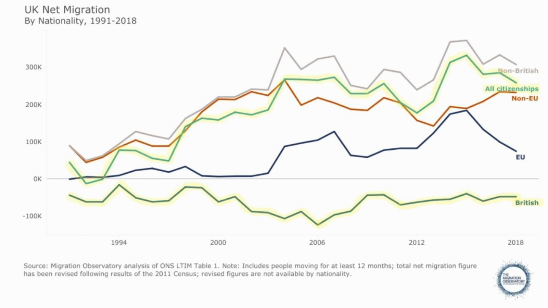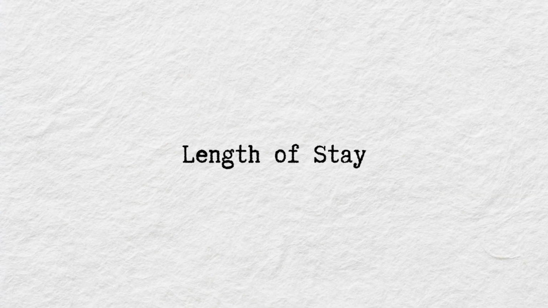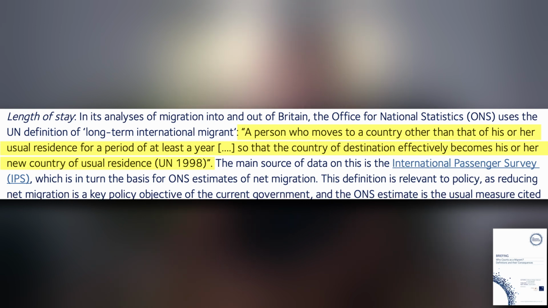For clarity, these figures are showing those that have moved to the UK for at least 12 months, which takes us to length of stay. The Office for National Statistics uses the UN definition: a person who moves to a country other than that of his or her usual residence for a period of at least a year, so that the country of destination effectively becomes his or her new country of usual residence.